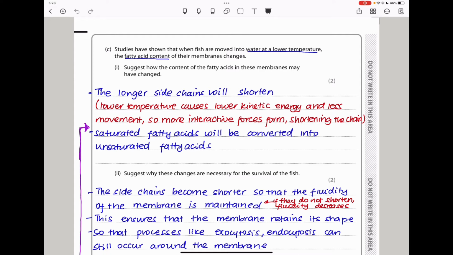Remember, we have seen that shorter side chains will have fewer points of contact for formation of intermolecular forces of attraction, and that means they are going to be loose, and therefore at lower temperature they will not be as strongly bonded to other molecules, and therefore the membrane will be movable, or it will be fluid. The next, I said, saturated fatty acids will be converted into unsaturated fatty acids. Again, you remember we have seen the factors that help the membrane to be more fluid. One was having unsaturated fatty acids, so this is what we'll observe.